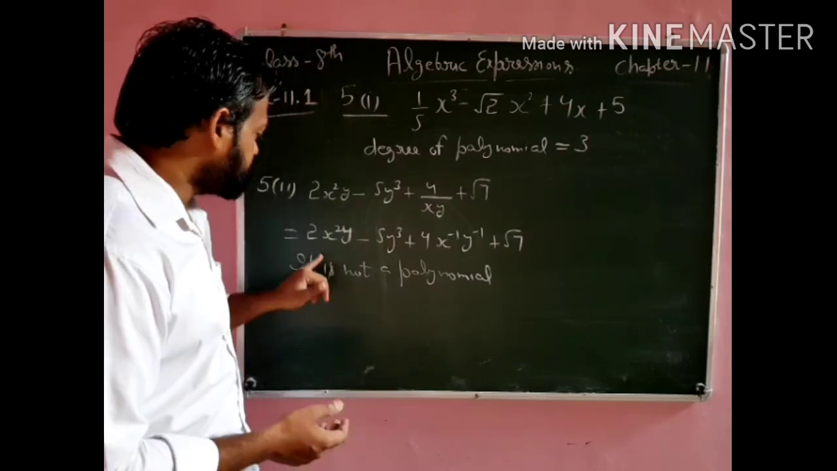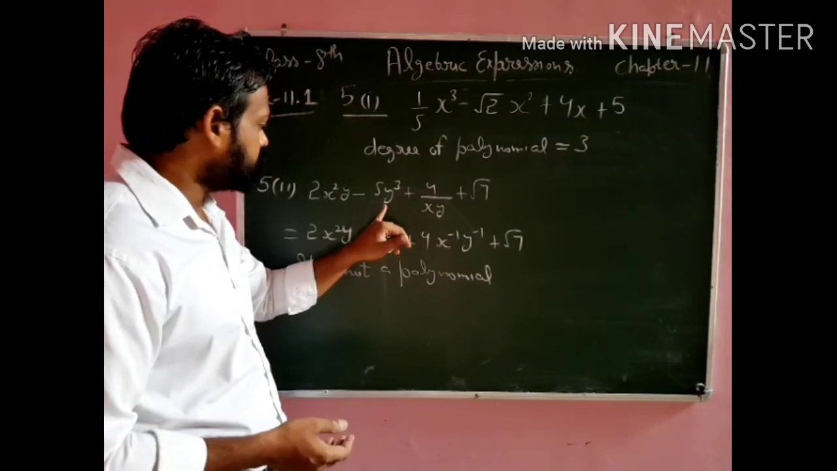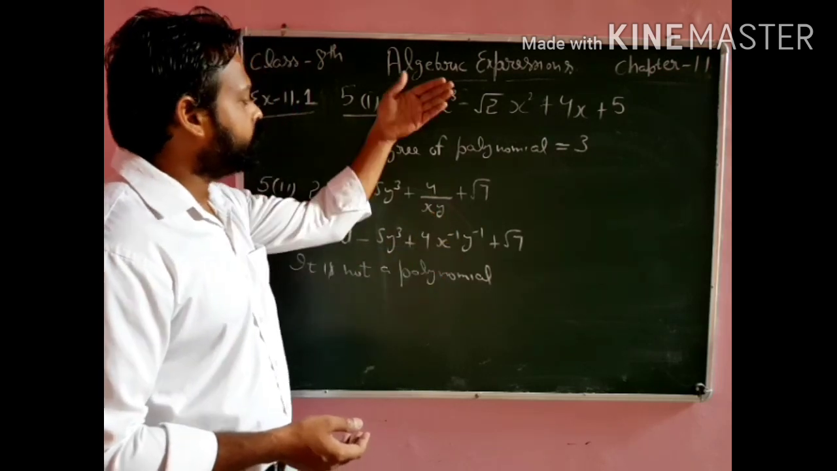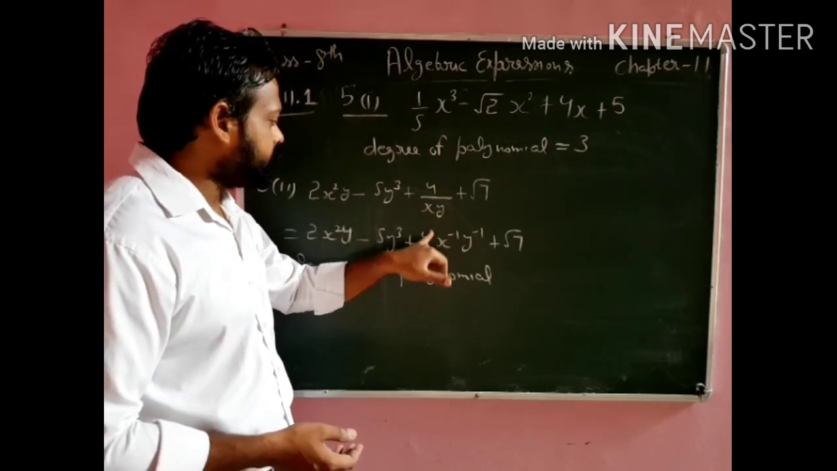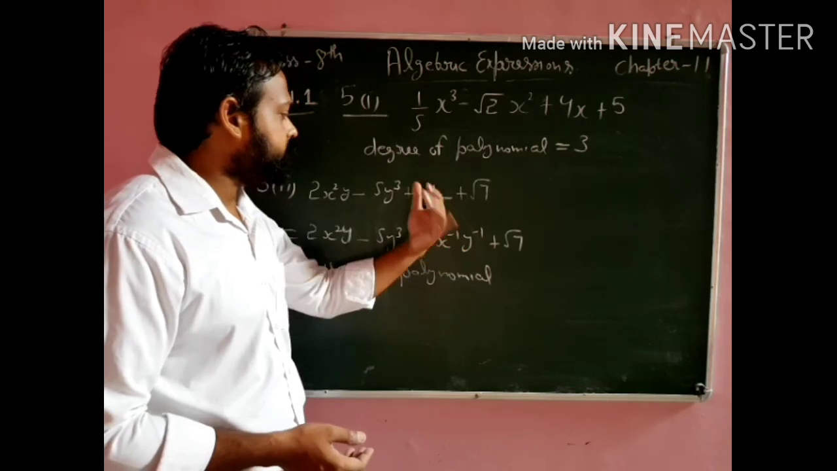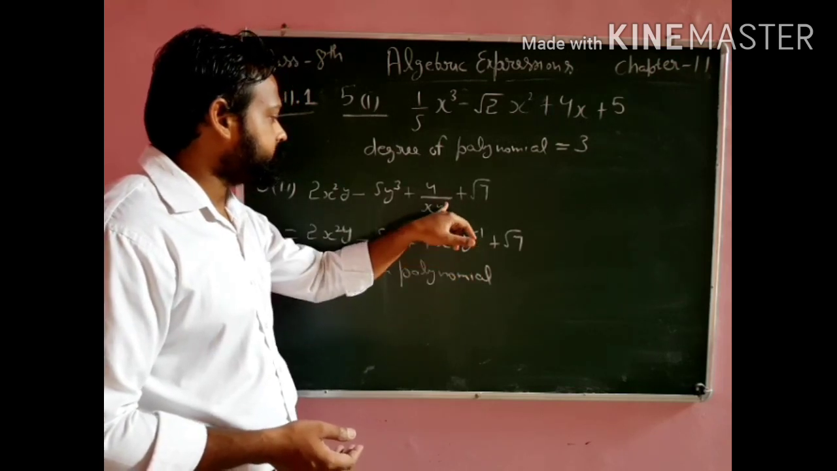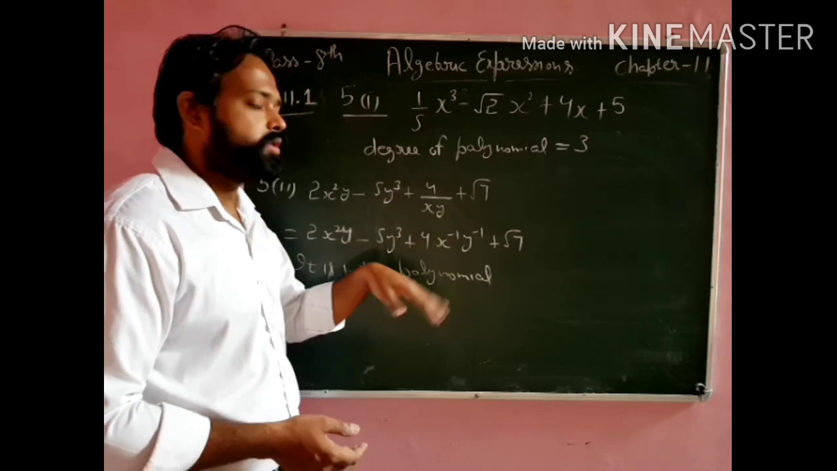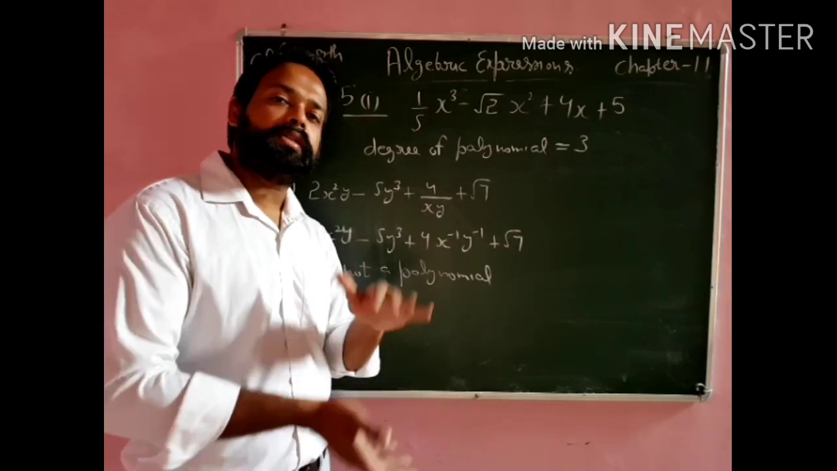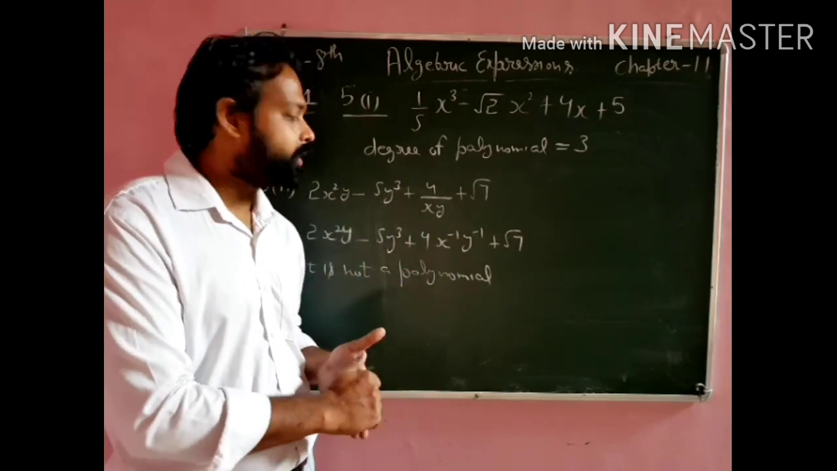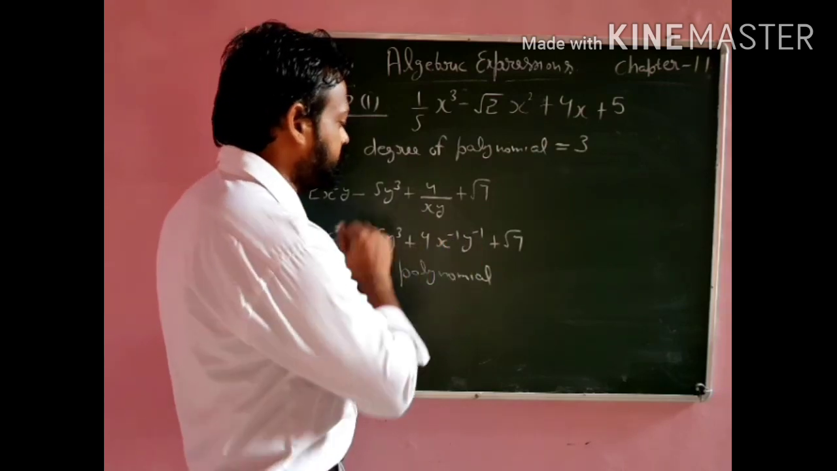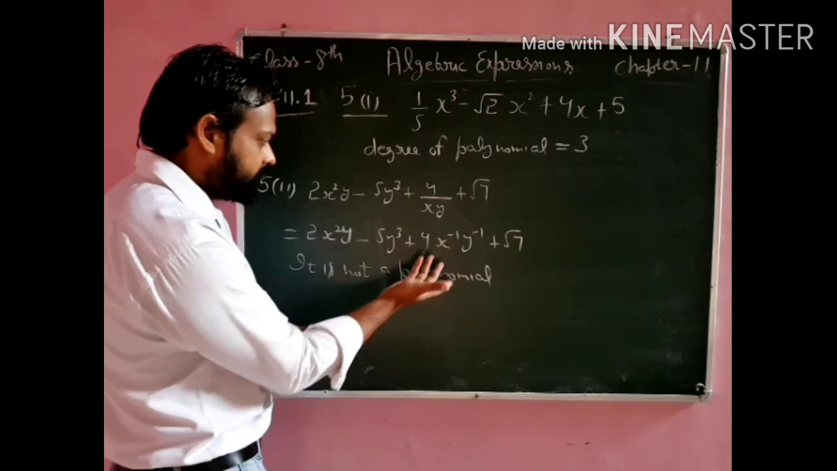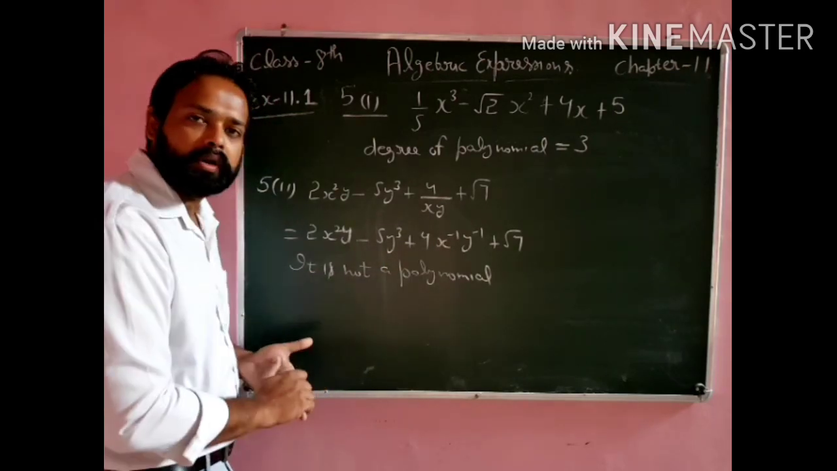So now you can see this is 2x square y, this is 5y cube, and when I take this xy into the numerator, it will become x raised to power minus 1, y raised to power minus 1, because the powers in the denominator are positive. When we take it into the numerator, because every time we have to take the powers in the numerator to make a polynomial, it will become minus 1, minus 1. So the powers here become negative. So it is not a polynomial.